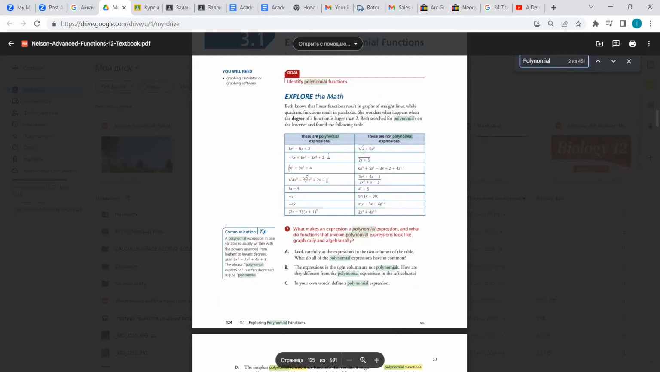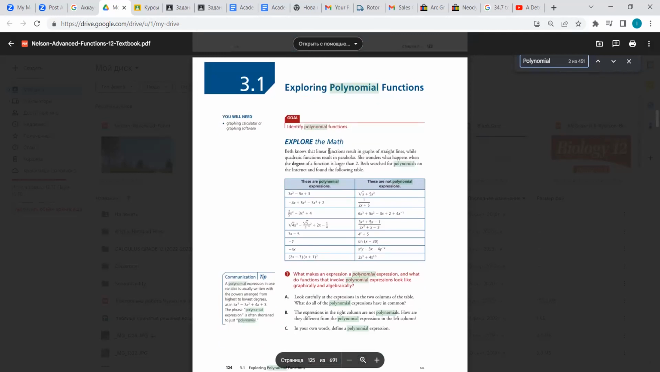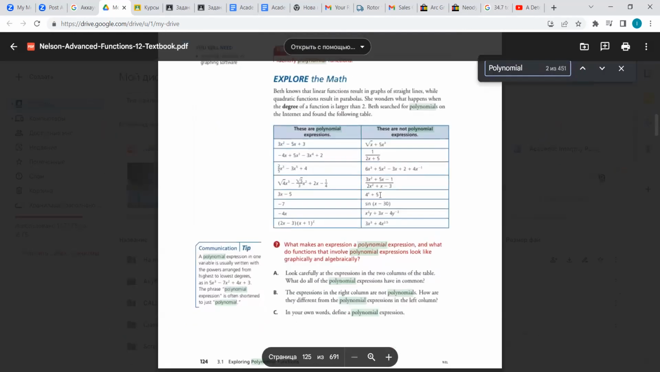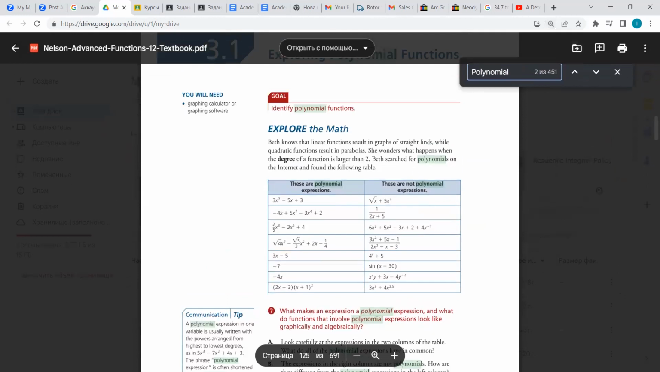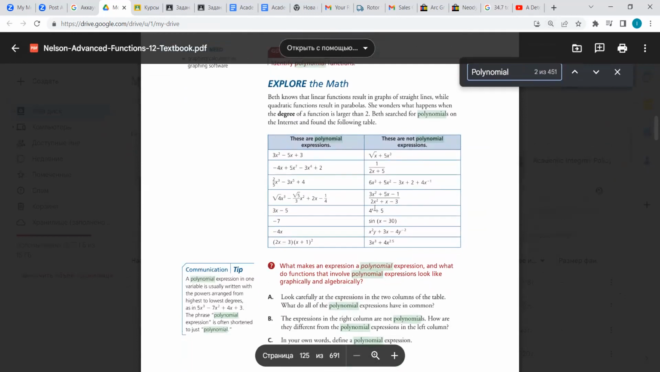So I suggest we start our investigation of polynomial functions with an assumption. Here is an example where Bess knows that linear functions result in graphs of straight lines, while quadratic functions result in parabolas. And she wonders what happens when the degree of a function is larger than 2. She searched for polynomial functions on the internet, and she found a certain table of values, or table of expressions. Let's take a look at the left and right hand side.